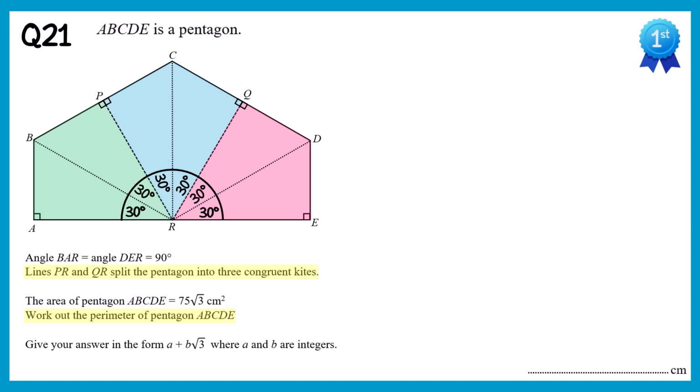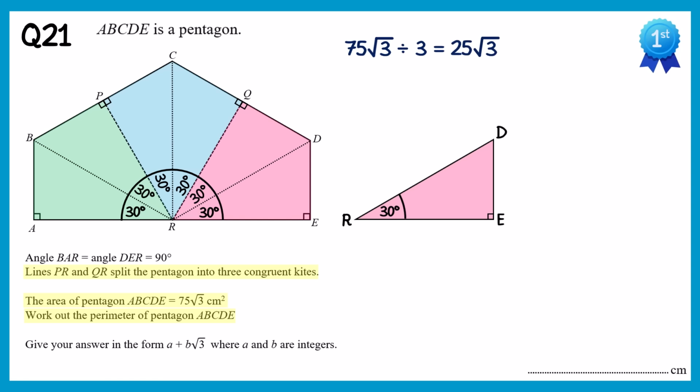Now let's take a closer look at just one of these triangles, for example the triangle RED. We're told in the question the area of the whole pentagon is 75 root 3. And the pentagon was split into 3 congruent kites, so we can find the area of each of these kites by dividing 75 root 3 by 3, which will give you 25 root 3. Since this triangle is half of the size of the kite, the area of each triangle must be half of the area of the kite. So we can divide 25 root 3 by 2 to get the area of the triangle, which is 12.5 root 3. So the area of each of these 6 triangles is 12.5 root 3.